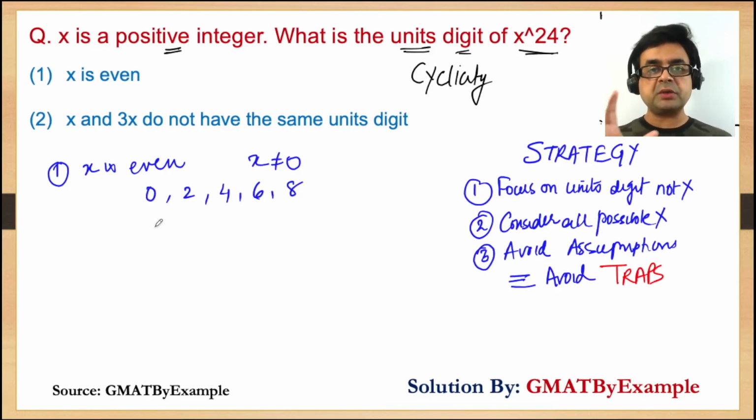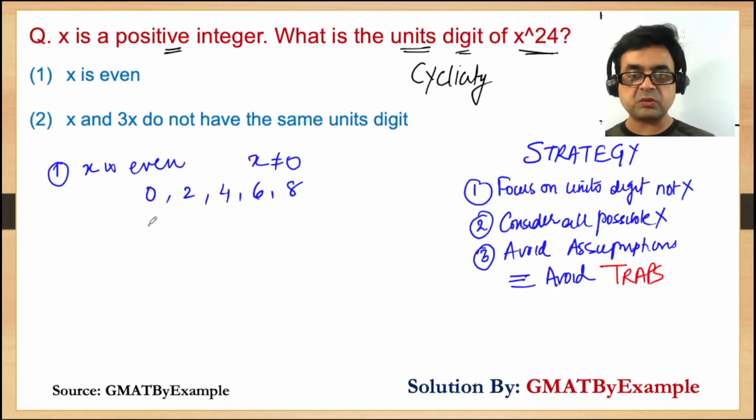And I'm not going into details of cyclicity. I think you can find it in any book, and I can create a separate video for it. The cyclicity for 0 is 1, which means no matter what the power is, a number with units digit of 0 will always result in 0.